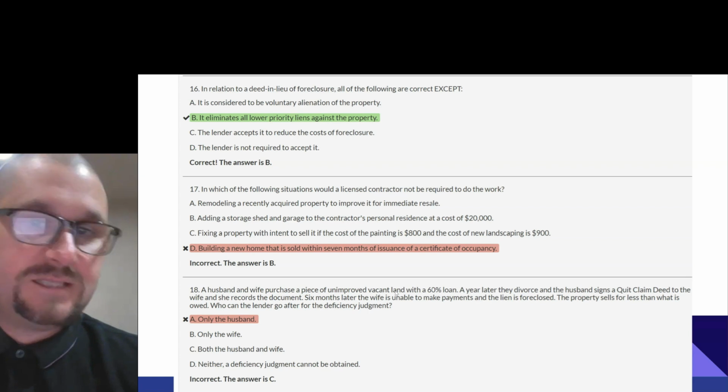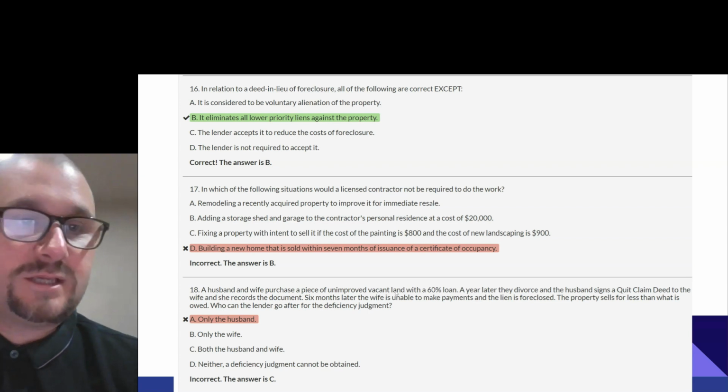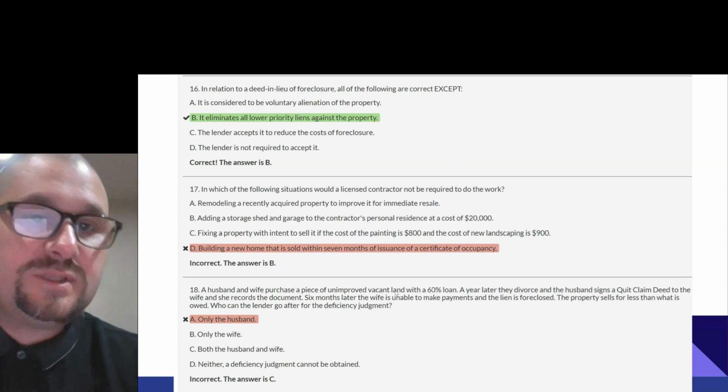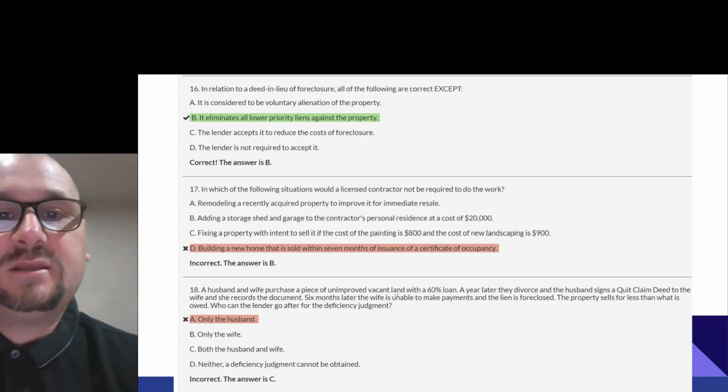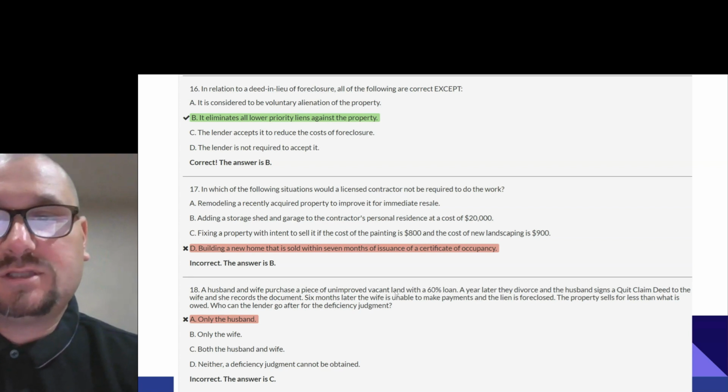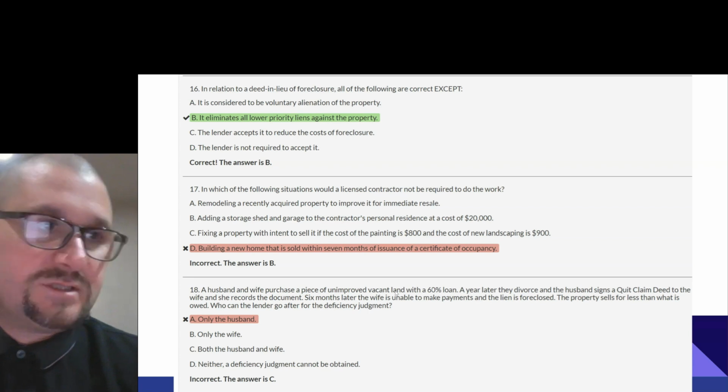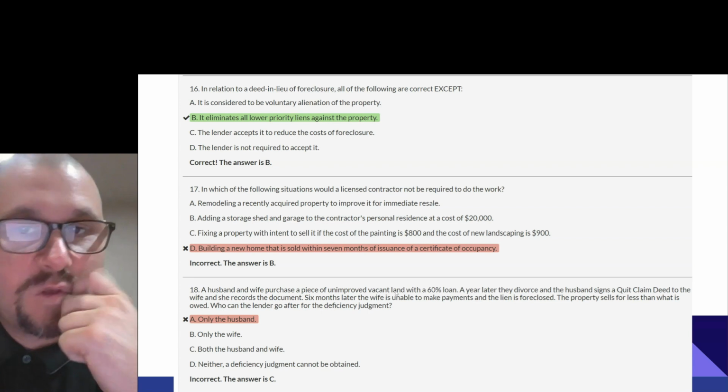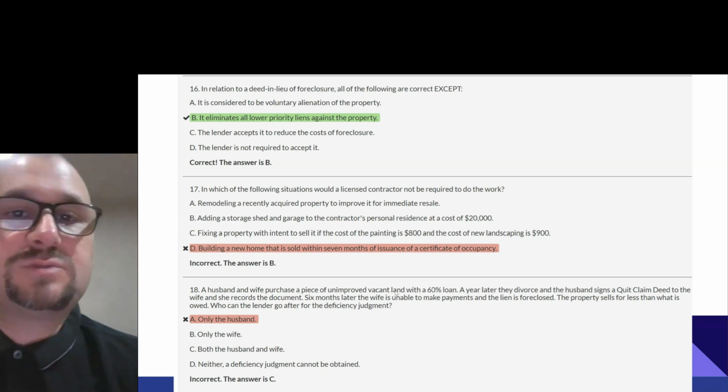I'm sorry. Yes, they would be required to do the work in that case. Fixing a property with intent to sell it, if the cost of the painting is $800 and the cost of the new landscaping is $900. Right, as long as it's less than $1,000, then the contractor is required to do that work.